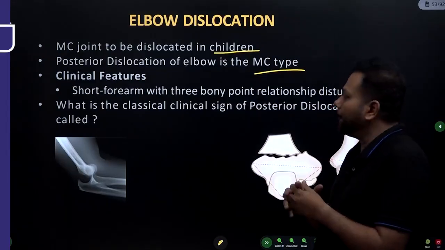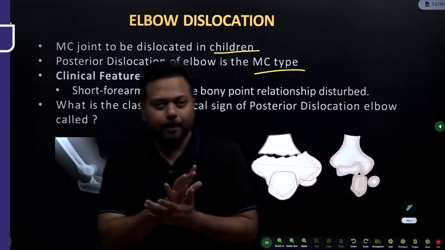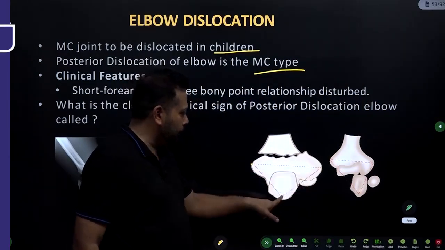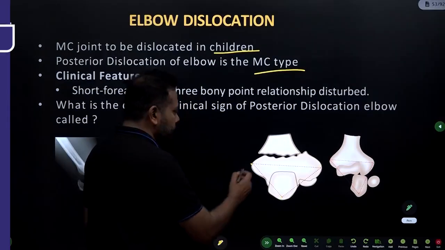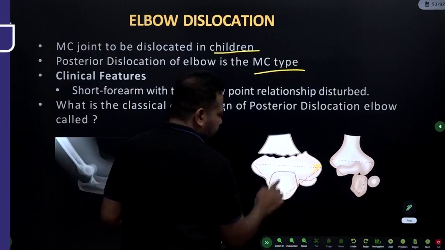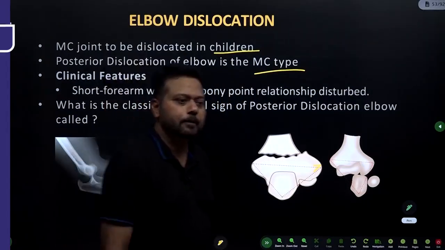Apart from that, the very important thing, as I said, the 3 bony prominences: medial epicondyle, lateral epicondyle, tip of olecranon. In supracondylar fracture, this equilateral triangle is well maintained. In elbow dislocation, the triangle is disturbed. This is a very important sign.